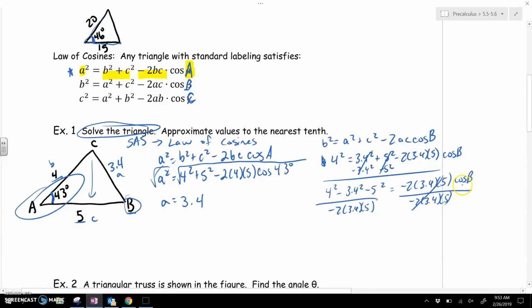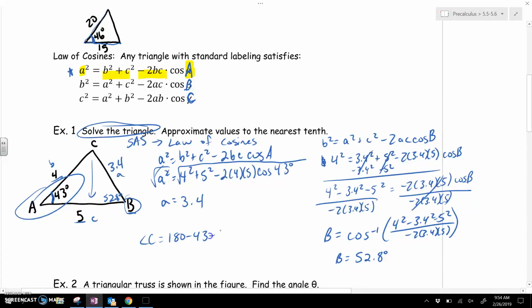And then in the end, if I want to solve for beta, I would have B equals cosine inverse of that fraction: 4 squared minus 3.4 squared minus 5 squared, all over negative 2 times 3.4 times 5. When I type that into my calculator, in degrees, I got 52.8 degrees. Then the last angle, angle C, is easier to find because I just do 180 minus 43 minus 52.8. So angle C is 84.2 degrees.